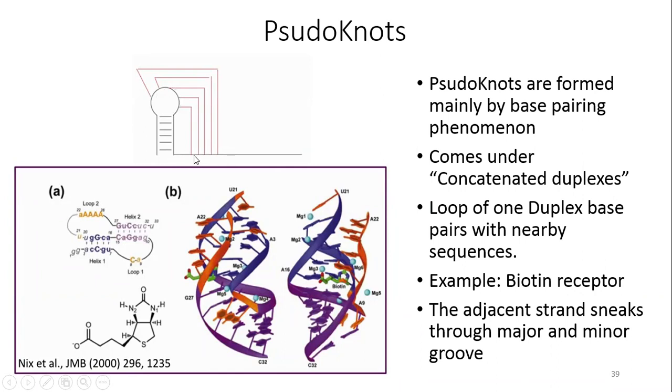Okay, the most prominent example is in the form of your biotin receptor, in which you can see the adjacent strand of your RNA sneaks into the major or minor groove of the folded strand as such. Okay, so this is a typical structure of your biotin receptor, and it is a form of a tertiary structure called pseudoknots.